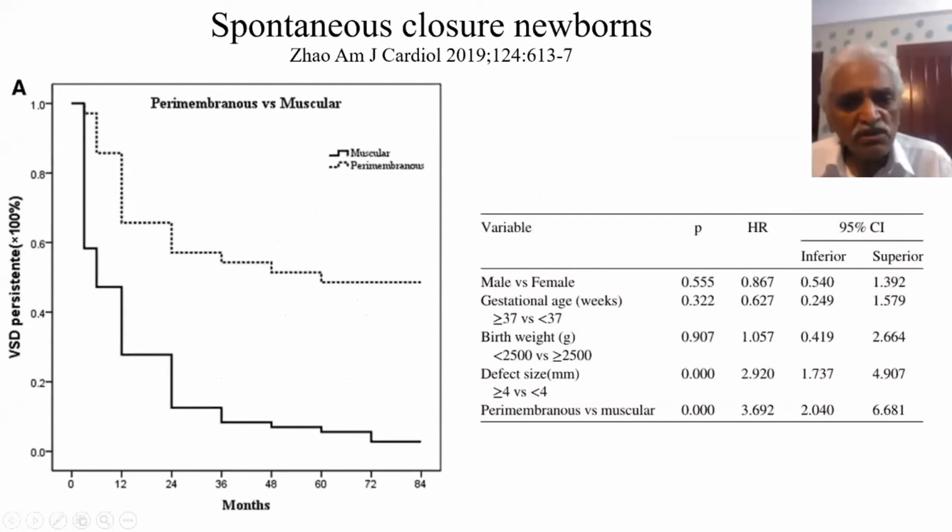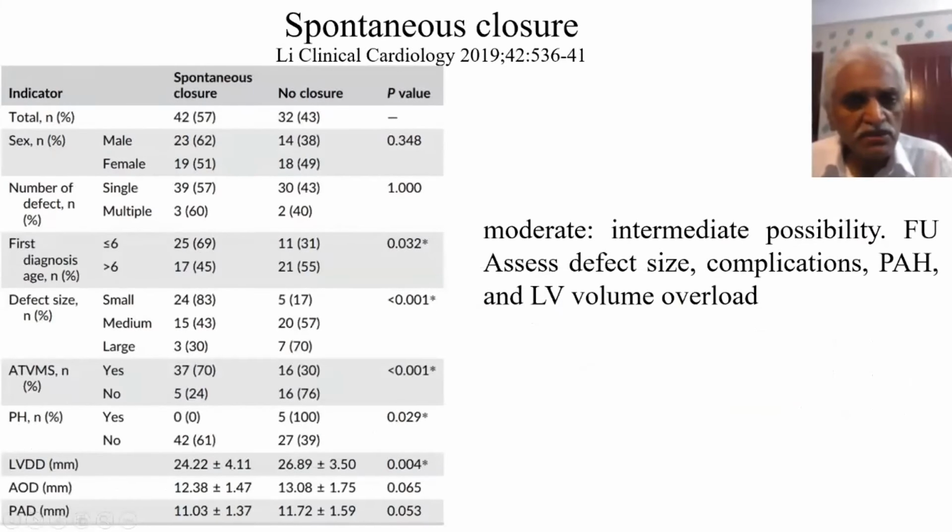Spontaneous closure in the newborn on follow-up has a higher chance when the VSD size is less than 4 mm at diagnosis or if it is muscular. Also, spontaneous closure is possible if there is no pulmonary hypertension, the defect size is small, and the diagnosis is initially made at less than 6 years of age. In other words, with age less than 6 years, small defect, and no pulmonary hypertension, chances of closure are very high. These are not the moderate defects. And LV size is small in such patients.